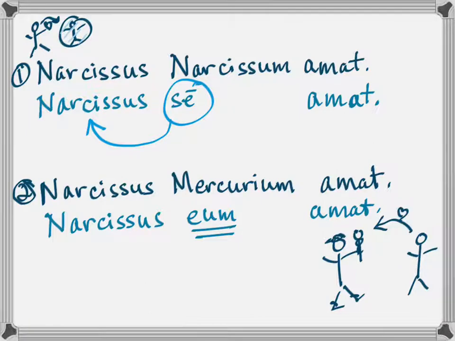If you're saying Narcissus loves him, but it's not referring back to Narcissus, it's referring to some other third party, let's say Mercury. Let's say, he's a clever god, maybe Mercury tricked him into loving him somehow, I don't know. Narcissus eum amat. Okay, that's when it's referring to someone who's not the subject, some third party.